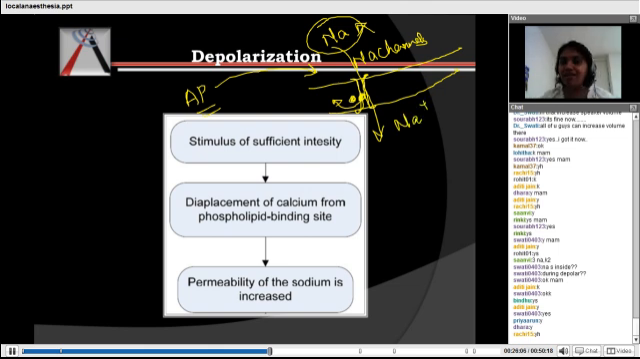Because of the sodium suddenly rushing in, the negativity turns to positivity, and this is nothing but an electric impulse, isn't it? So that is what results in depolarization.